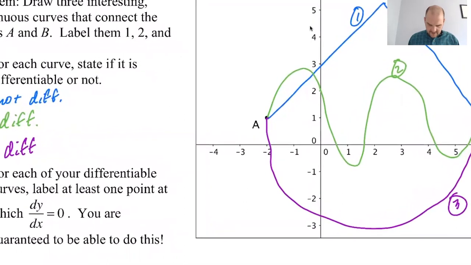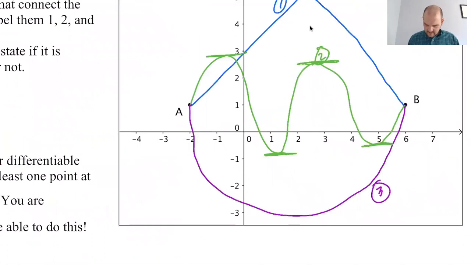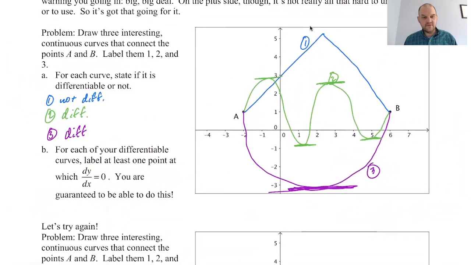All right, so let's see. Here's a point. Here's a point. Here, I put my 2 right on top of it. And then here's a point. Okay, so I found a bunch. And then for this one, there's probably only one. That's a horizontal, right? So we did it. Okay, what about our not differentiable one?